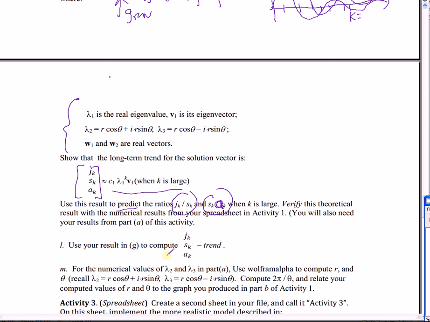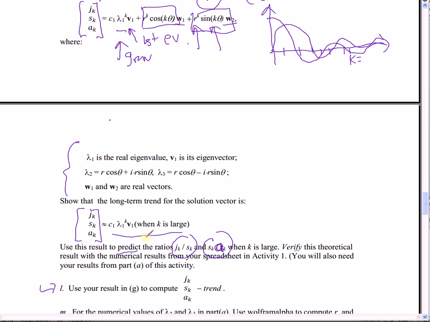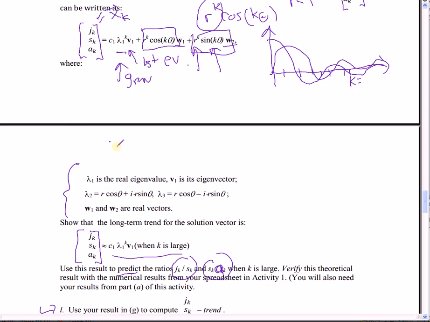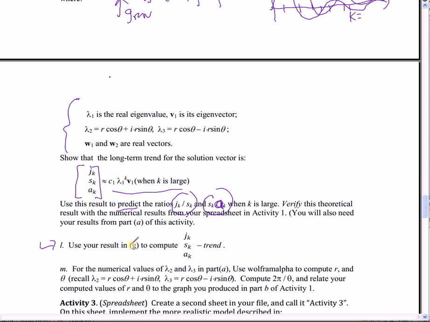Moving right along here, for this part, it says using your result in G. Actually, it's the result from this part here. It's the result from K. So I want you to compute, and this is just algebra. You have an equation in K, and I want you to compute this vector here, the exact expression minus the trend.